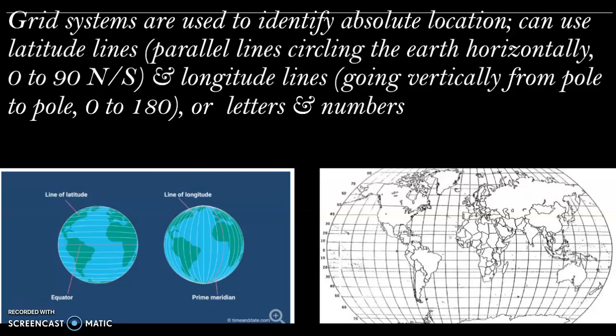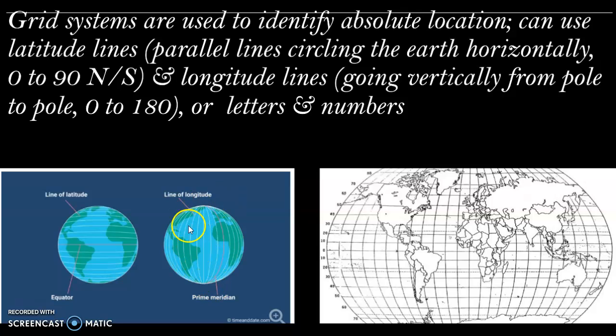In geography, absolute location is usually shown through lines of latitude and longitude. And so here, lines of latitude, these are parallel lines, they never touch. They circle the Earth going horizontally, they're imaginary lines. 0 degrees latitude is the equator, and then those lines of latitude go north all the way to the North Pole, that's 90 degrees north. And then these lines of latitude go south all the way to 90 degrees south, that is the South Pole.